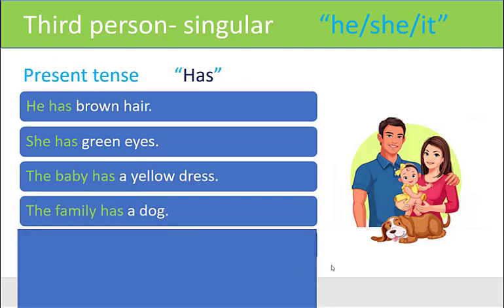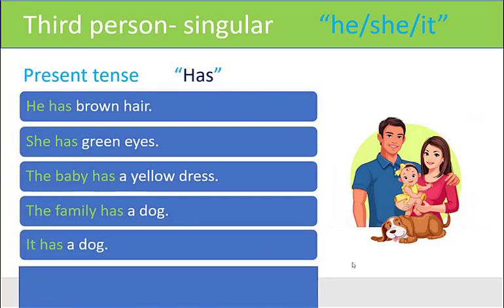The family has a dog. Because the family is one, it's singular, so again we use has, not have. The family has a dog. And finally, we can refer to the family as it. And because it's singular, we would say it has a dog. So, when we use the verb in the third person singular form, then it changes from have to has.